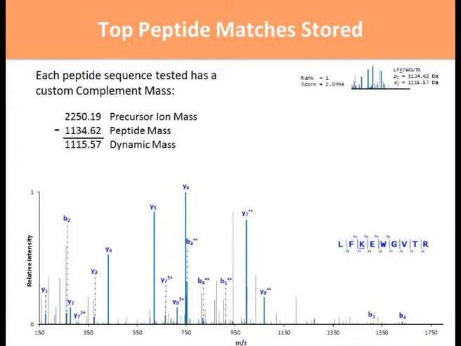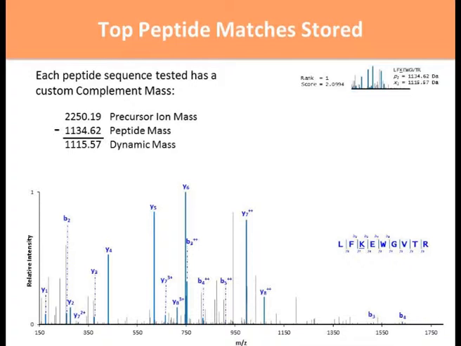This process iterates for all peptides in your database. So to give an example, I'm going to zoom in on just one spectrum here, and I'm going to search a bunch of peptides from that single spectrum. For example here, I have a spectrum with this precursor mass of 2250, and I'm analyzing my first peptide from the database, which has a peptide mass of 1134.